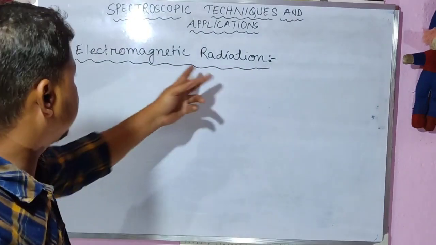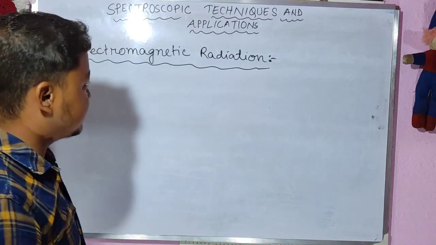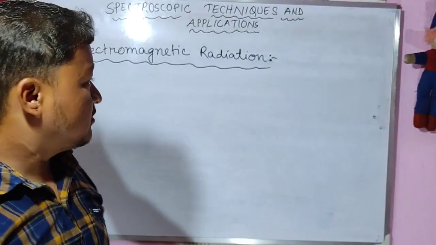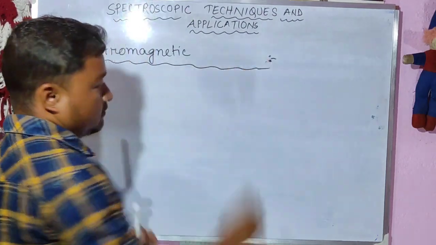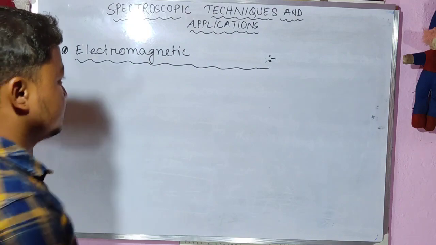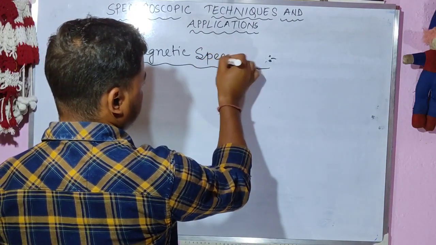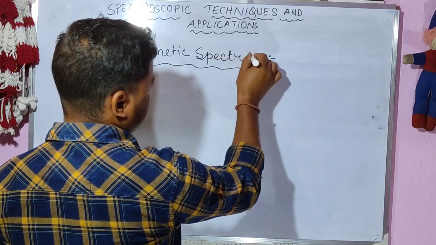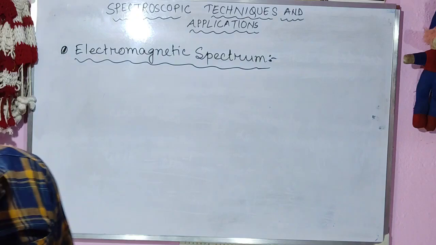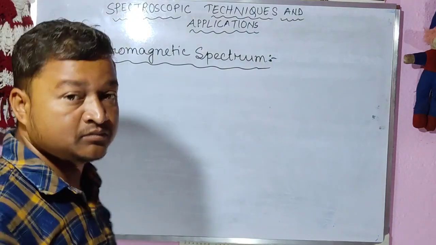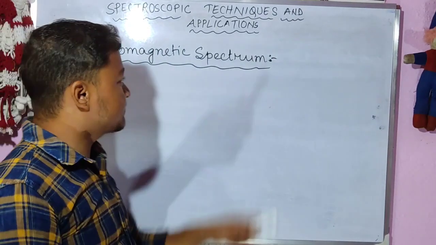Next is electromagnetic radiation. So what is electromagnetic radiation? So next is electromagnetic spectrum.